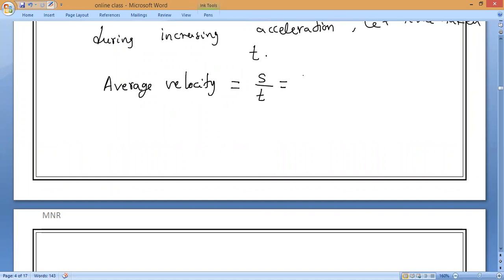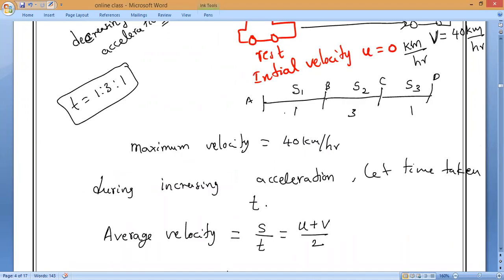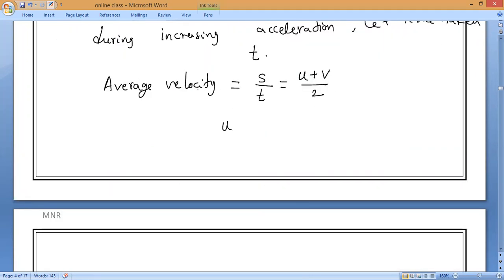Which is equals to, for uniform acceleration, what is the formula? Initial velocity plus final velocity by 2. Is it yes or no? Any doubt? Now, what is the initial velocity during increasing acceleration? 0, sir. Starting from rest. So initial velocity is 0. What is the final velocity? 40, sir.